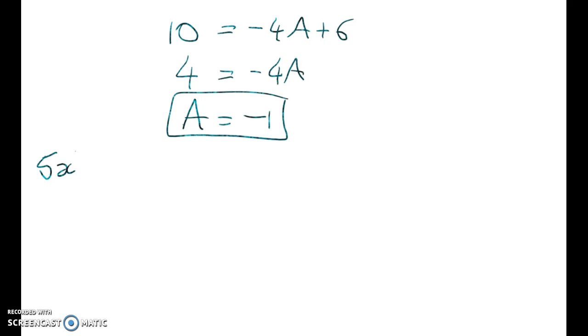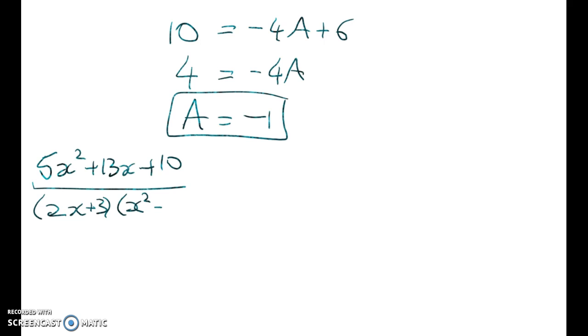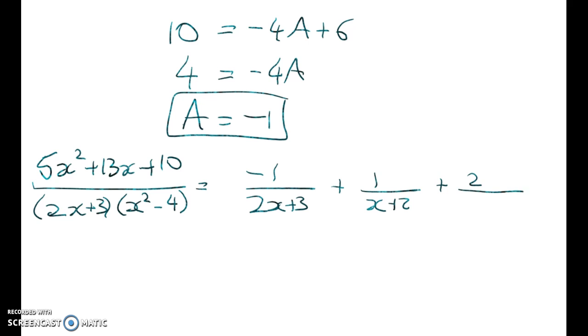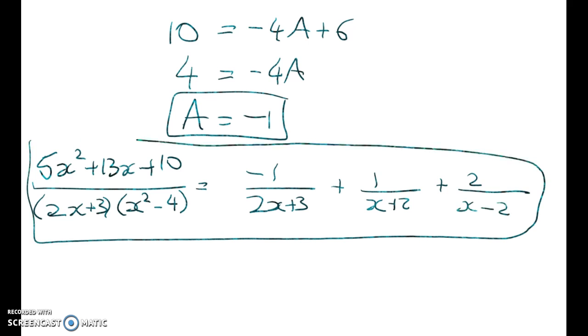So what do we have? 5x squared plus 13x plus 10 over this, 2x plus 3, putting it back into the original form, x squared minus 4, is equal to negative 1 over 2x plus 3 plus 1 over x plus 2 plus 2 over x minus 2. So there you go, that part's done.